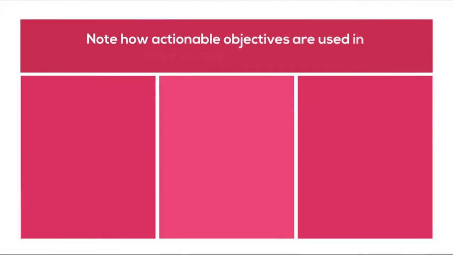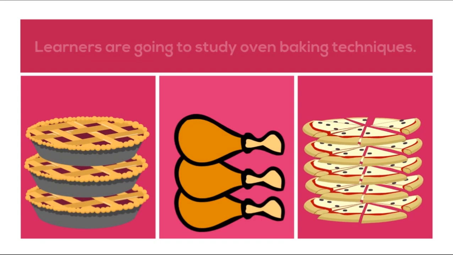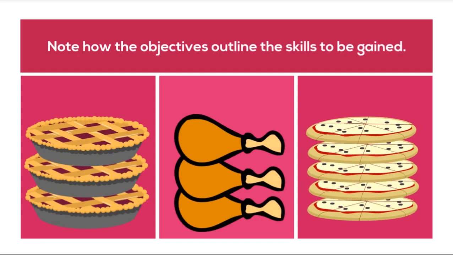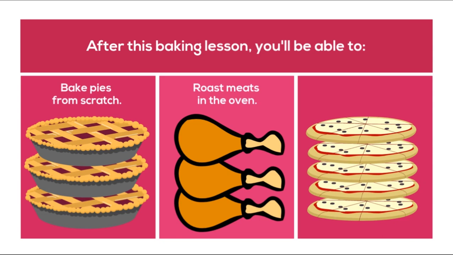Note how actionable objectives are used in the example that follows. Learners are going to study oven baking techniques. Note how the objectives outline the skills to be gained. After this baking lesson, you'll be able to bake pies from scratch, roast meats in the oven, make homemade pizza.